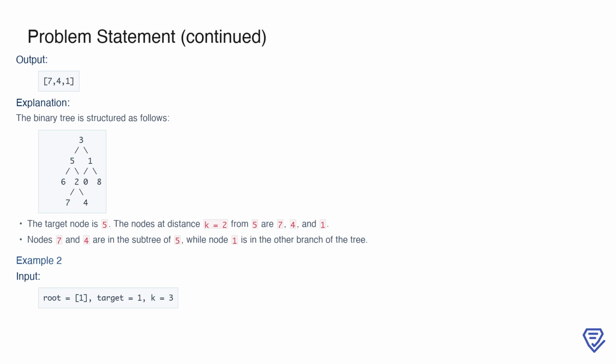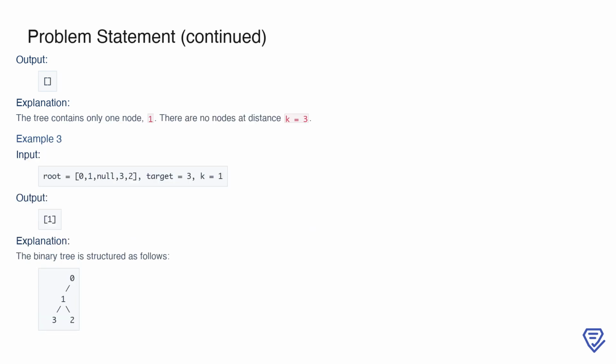Here, the target node is 5, and we are looking for nodes that are exactly 2 units away from this target. At distance 2, we find nodes 7 and 4 in the subtree of node 5, and node 1 in the other branch of the tree. Thus, the output is an array containing the values 7, 4, and 1. Remember, the order of the values in the array does not matter.